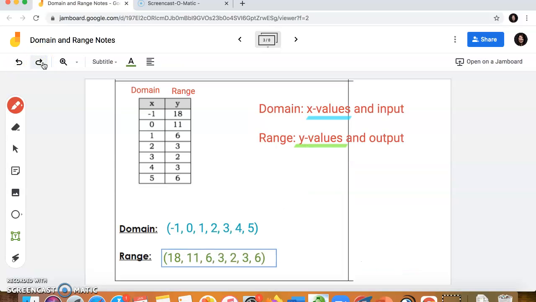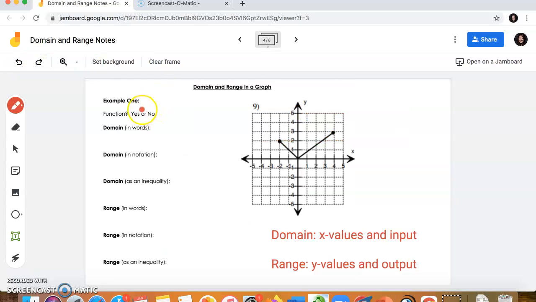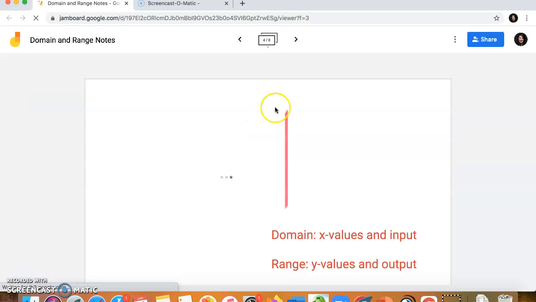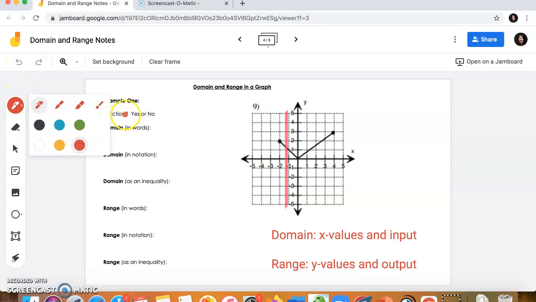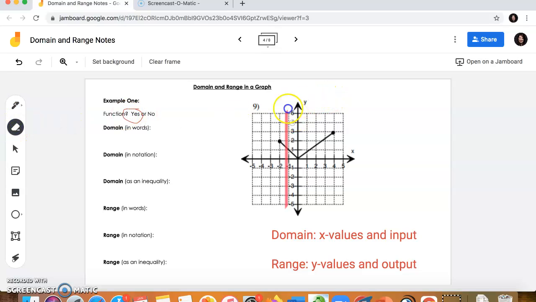Oops. That is a function. Sorry about that. That is a function. So we'll write, yes. I don't know what happened, but I think I tried to do too many things at once and my Jamboard had to reload. Sorry about that. So that is a function.